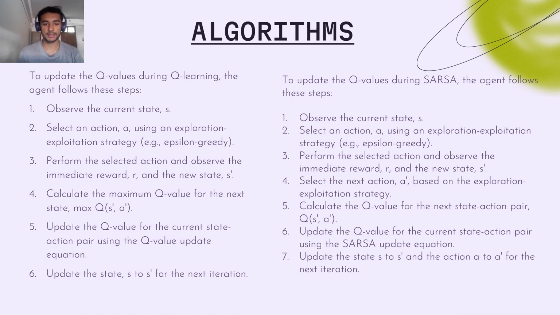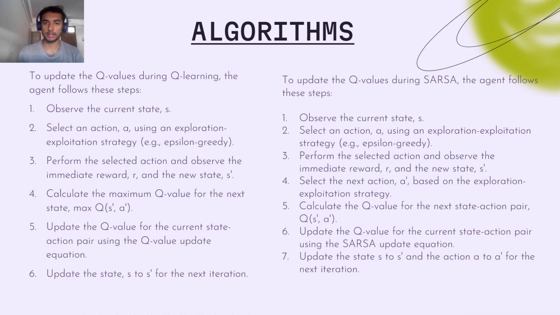Now it performs the selected action and then observes the immediate reward R and the new state S dash. Then it calculates the maximum Q value for the next state, that is max Q of S dash A dash. So the new state and the new action is going to take the maximum Q value it can get from that. It then updates the Q value for the current state action pair using the Q value update equation that's defined in agent.py again. And then it updates the state S to S dash for the next iteration. So that was Q-learning.